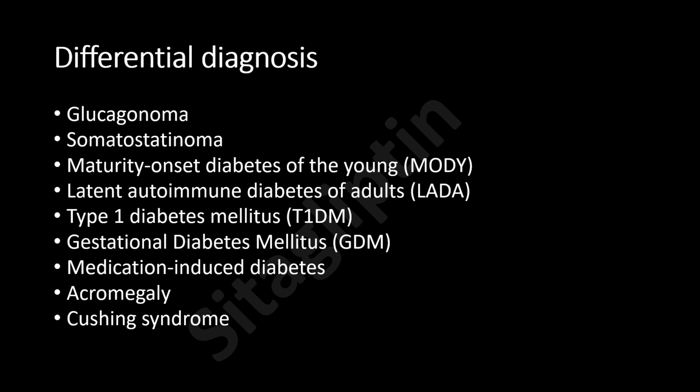Acromegaly, which is excess production of growth hormone in adult stages, can present with or mimic symptoms of diabetes because growth hormone produces insulin-like growth factor, which is responsible for proper insulin function. So when there is excess production of insulin-like growth factor, it can have symptoms similar to diabetes because it can interfere with the production of insulin as well.